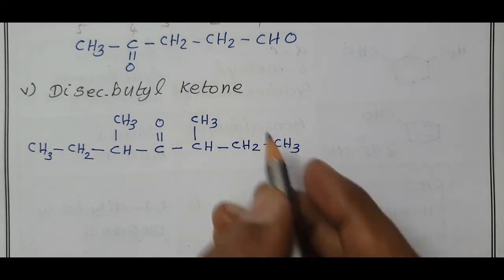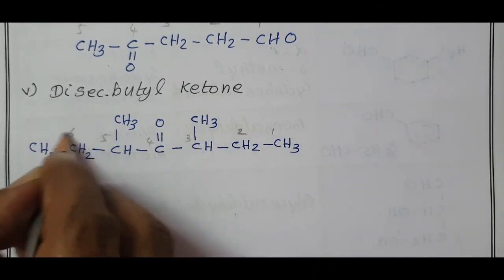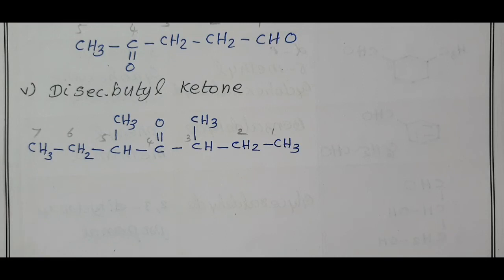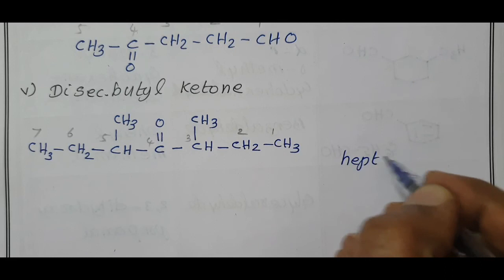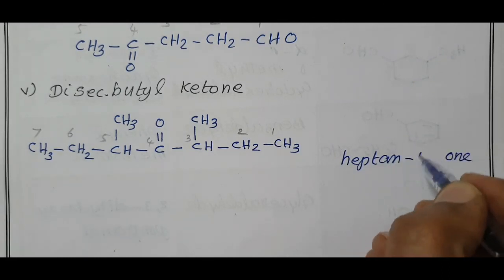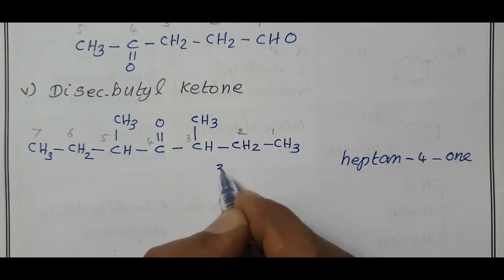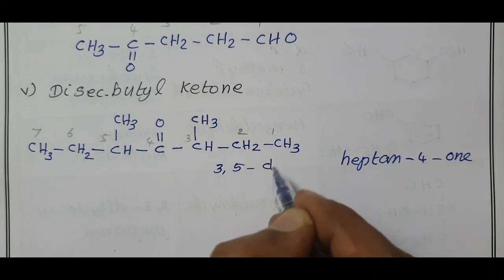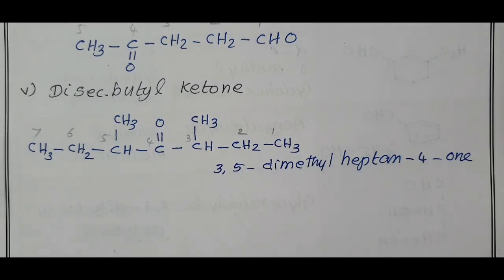Now we try to write the IUPAC name. 1, 2, 3, 4, 5, 6, 7. 7 carbon heptane, carbon single bond, an, functional group ketone one, position of functional group 4. In the third and fifth carbon atoms, we have 2 methyl groups. 3, 5 dimethyl heptan-4-one is the IUPAC name of di secondary butyl ketone.